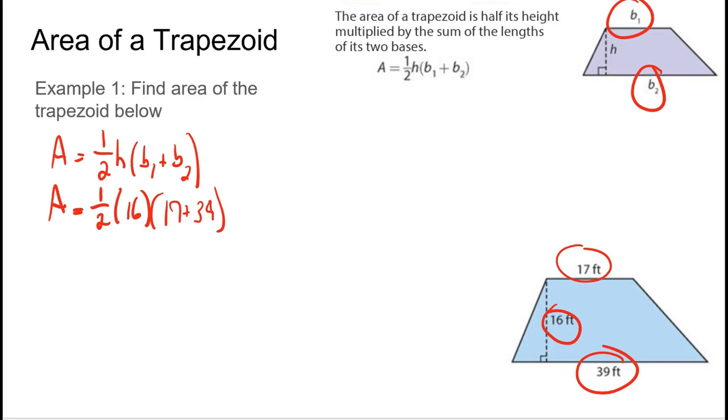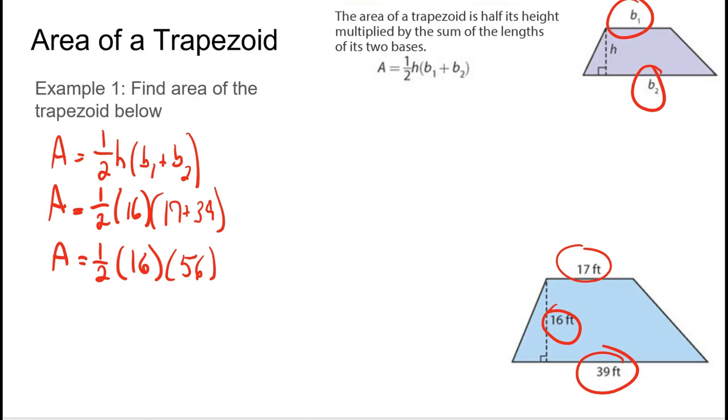All right, so order of operations tells us the first thing we're going to do is deal with what we have in parentheses. In parentheses, we have 17 plus 39. So I'm going to rewrite everything else and just deal with that 17 plus 39 first, which is 56. Now we have 1/2 times 16 times 56.